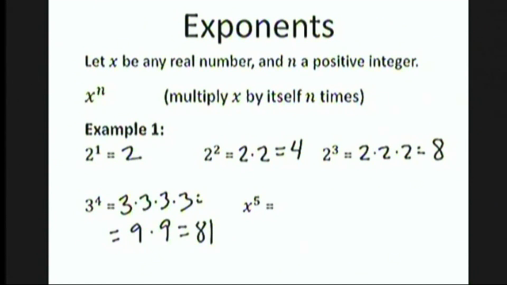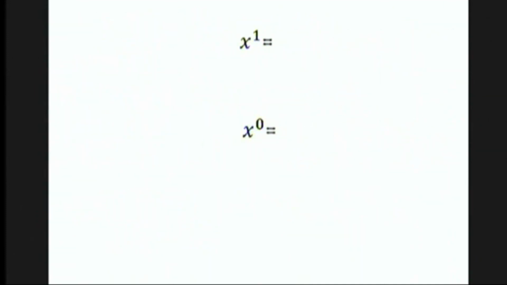And x to the fifth means multiply x times itself 5 times. X times x times x times x times x. Note that raising any number to the power of 1 always just gives the number we started with. So x to the 1 is always just x. Also, by definition, raising any non-zero real number to the 0 power always gives 1. X to the 0 is equal to 1.